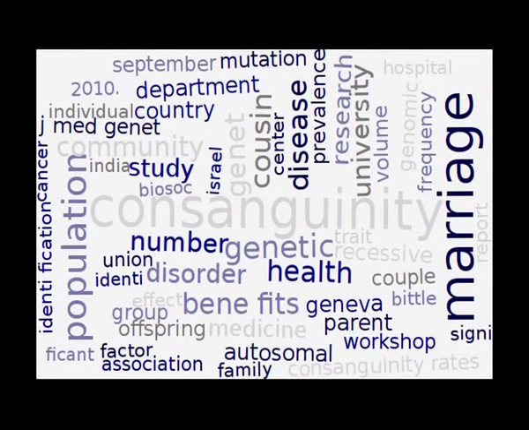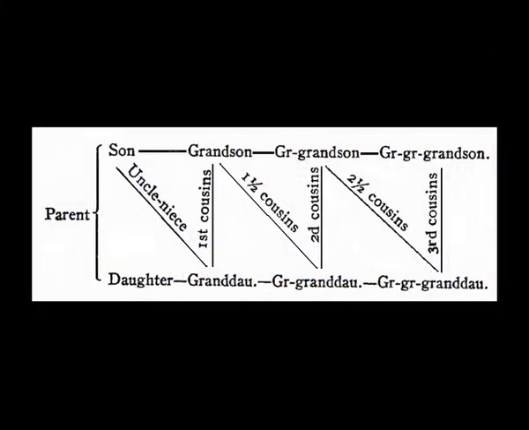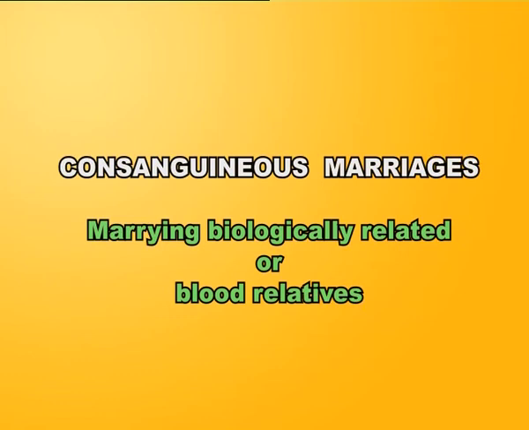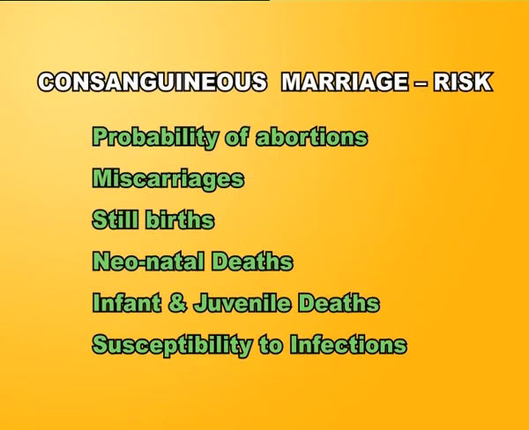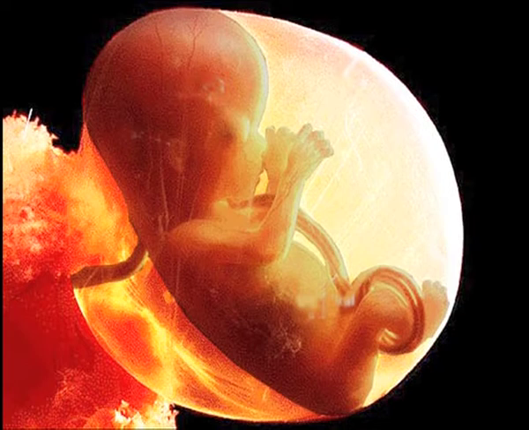Consanguineous: sanguine means blood. Therefore, consanguineous marriage means marriage taking place between a man and a woman who both belong to the same blood group of the particular group. That is, they are related to each other by blood even before marriage. Demographers have noted that consanguineous marriages contribute to increased probability of abortions, miscarriages, stillbirths, neonatal deaths, infant and juvenile deaths, and susceptibility to infections, sometimes leading to congenital deformities with which the child happens to be born.